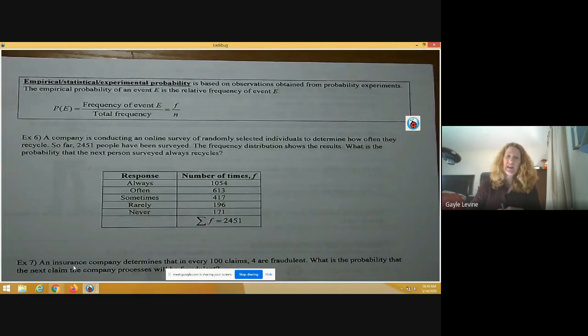It's based on observations obtained from probability experiments. The empirical probability of an event is the relative frequency of event E. So you have your frequency divided by your total.